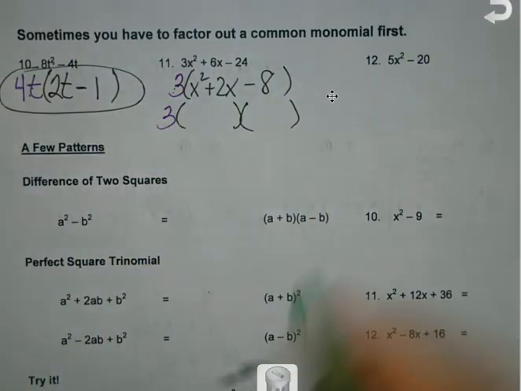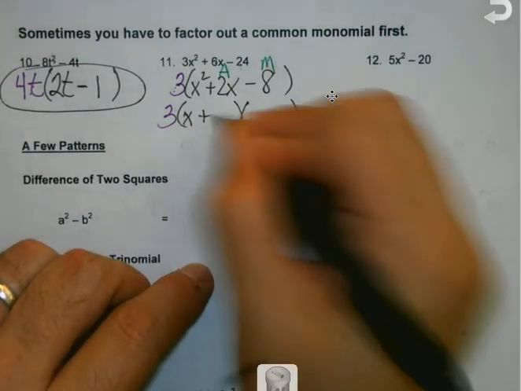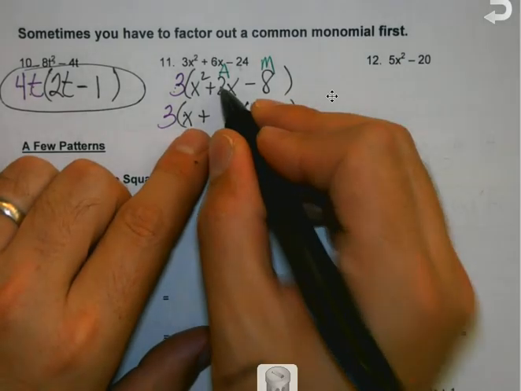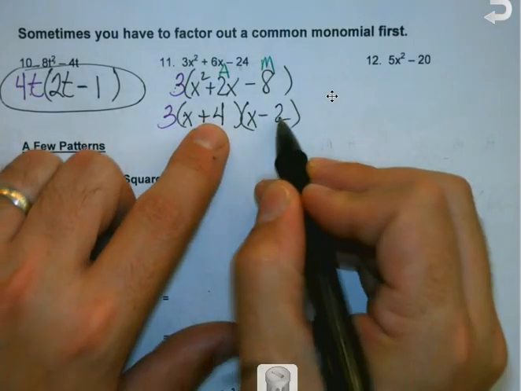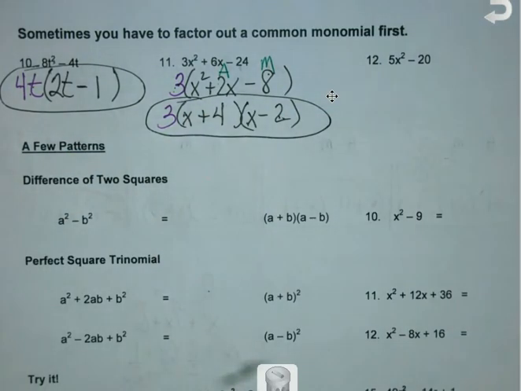So let's see here. I got 2 numbers that multiply to negative 8, so that tells me one's plus and one's minus, and add to 2. What are a pair of numbers that multiply to 8? Two and four. So 2 and 4, if I put the 4 here, does that work? Negative 8. 4 minus 2 is 2, it does. So sometimes, even if I factor a common factor out, I may have to factor what's left to get to my answer.